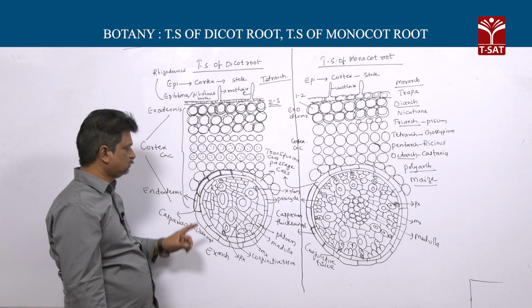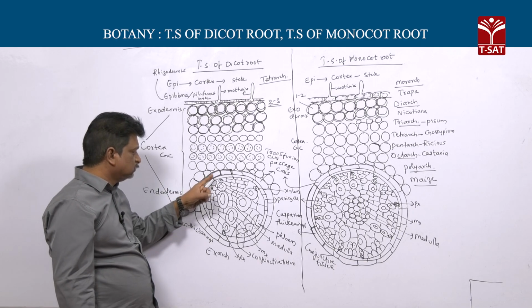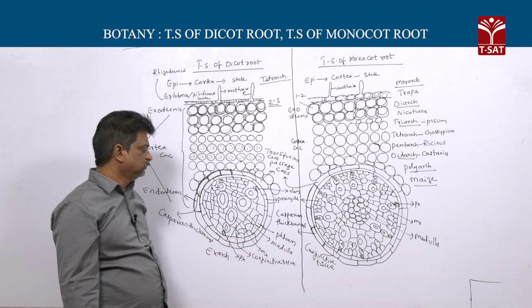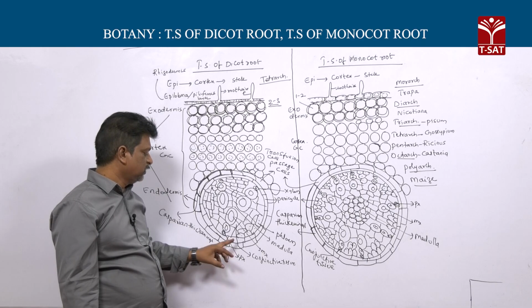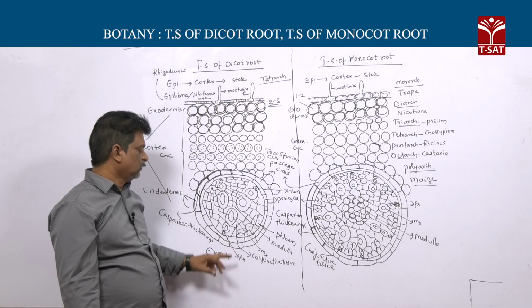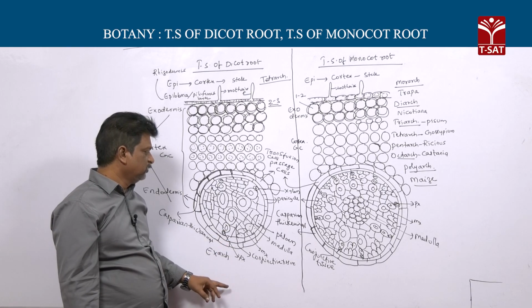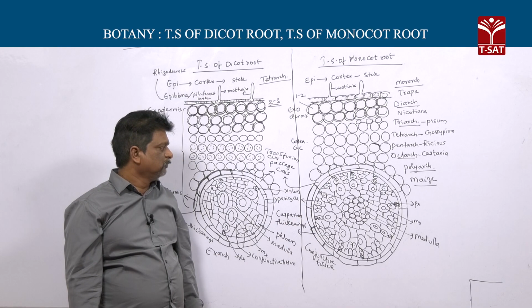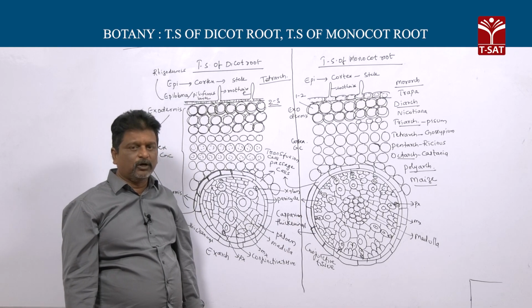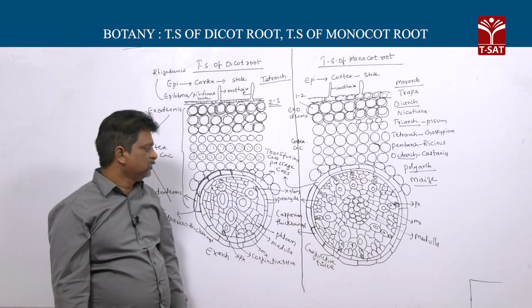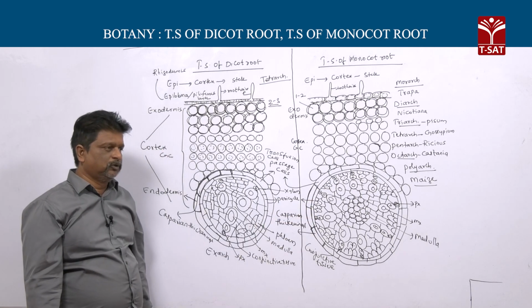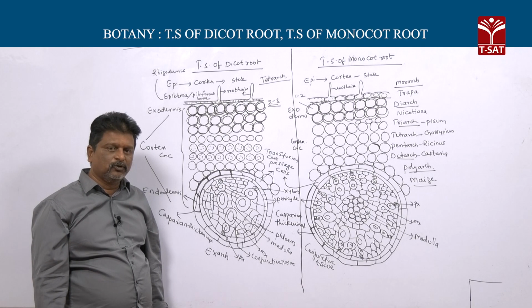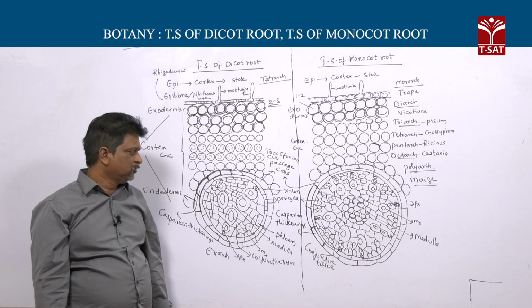Then in dicot root, pericycle by dedifferentiation produces cork and vascular cambium. So in dicot root, secondary growth takes place. In monocot root, in matured monocot root, pericycle is sclerenchymatous. So it does not undergo any dedifferentiation. So no cambium formation. So no secondary growth.